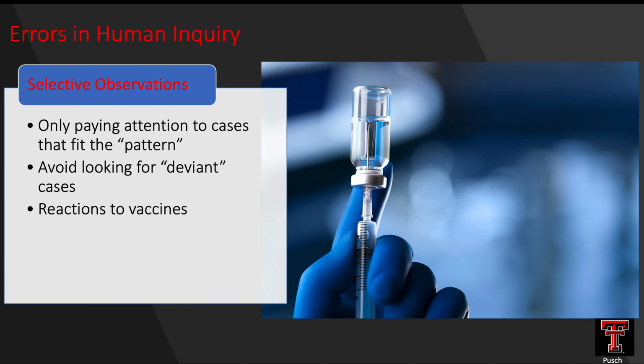Another error in human inquiry is selective observations. So these are only paying attention to cases that fit the pattern. So this is avoiding looking for deviant cases. One thing that there's a lot of selective observations about right now is vaccine reactions. We know that vaccines are generally safe, but there are people that have adverse reactions to this. These anti-vaxxers are really making selective observations, saying that, look, if you have a vaccine, you're going to get one of these adverse reactions to it, when really most people are completely fine, and they're specifically looking for those cases to fit their narrative.